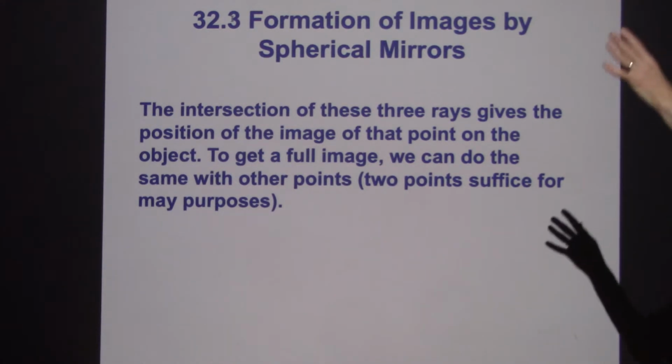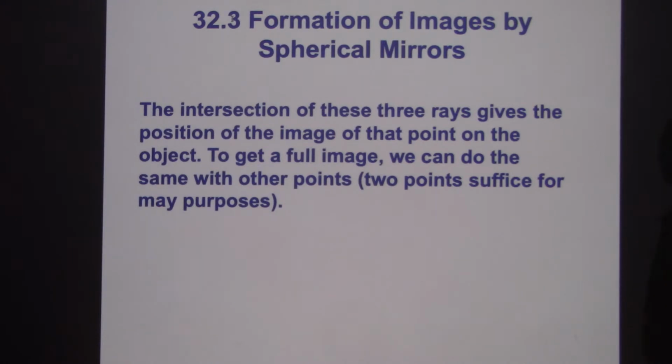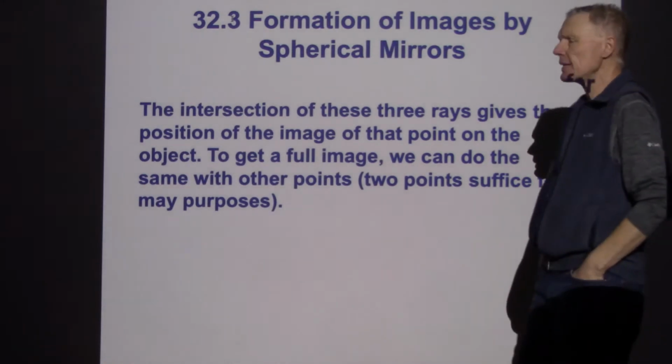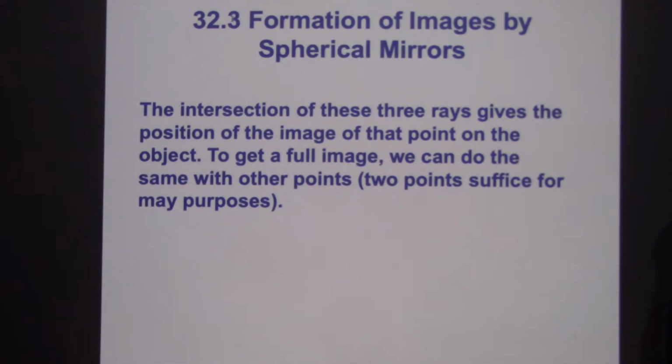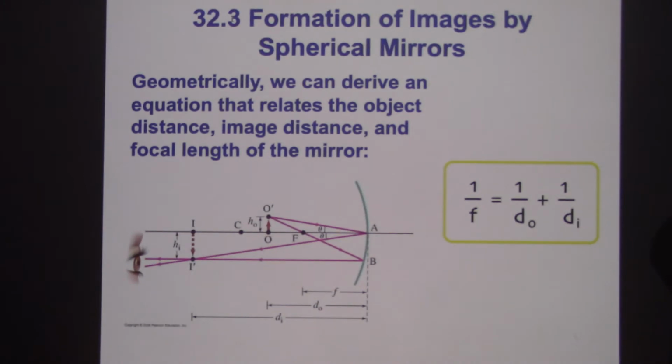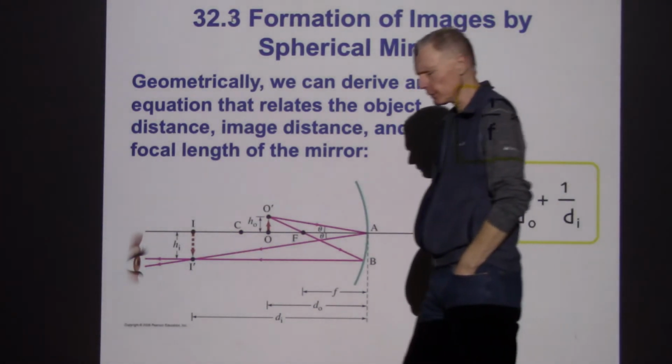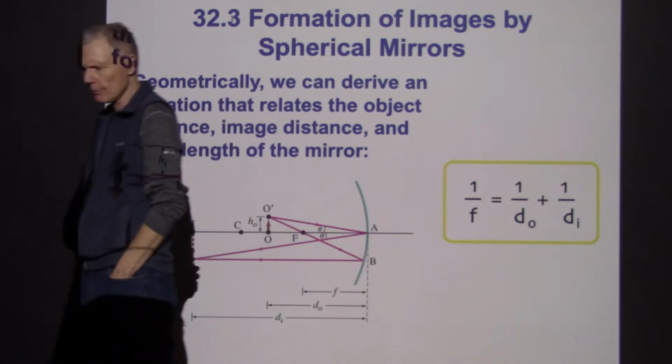All right, and that's what this slide's saying too, is that the intersection of the 3 rays is going to give us the position of the image for that particular point. Yes, so just kind of repeating what we have already gone over. So we can come up with a formula to represent all of these measurements.